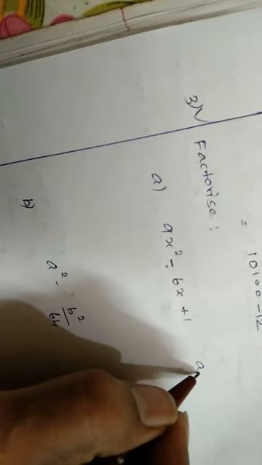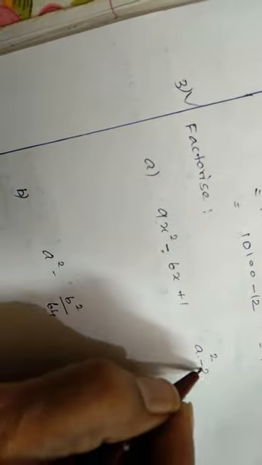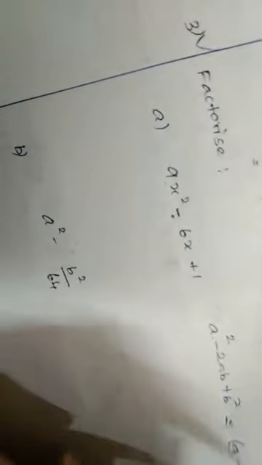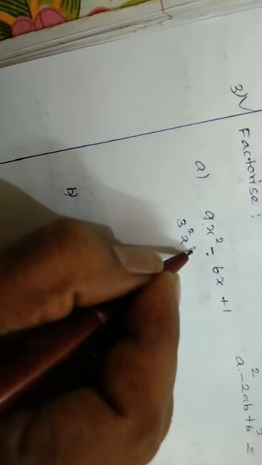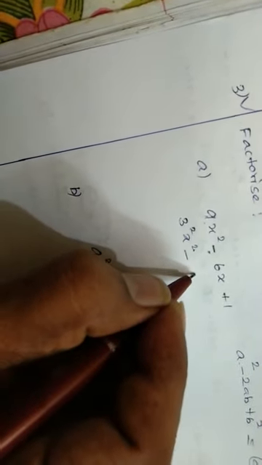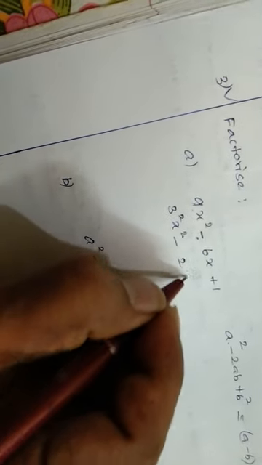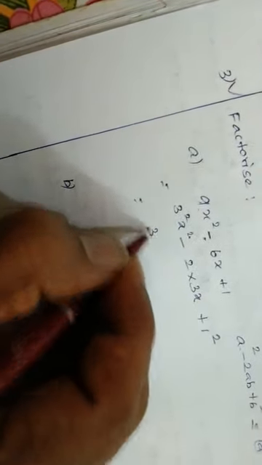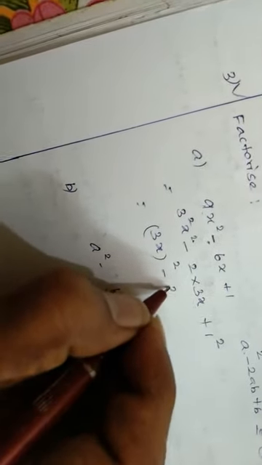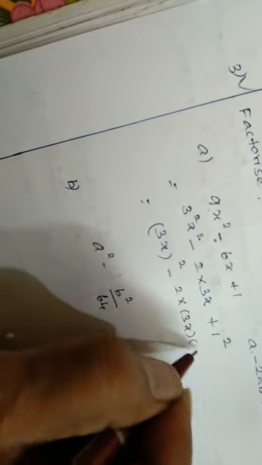So I am going to use a square minus 2ab plus b square equal to a minus b the whole square identity. So here what is our a? For that I am going to rearrange this 9 as 3 squared x square, minus, we need 2ab, so 2 into 3x, plus 1 as 1 square. So I am going to write 3x the whole square minus 2ab, so 3x into 1, plus 1 square.